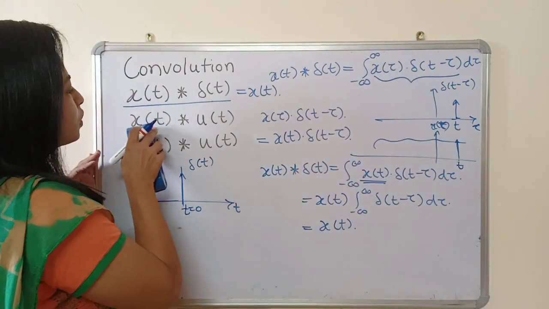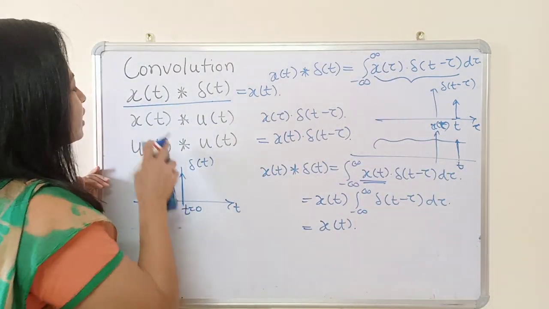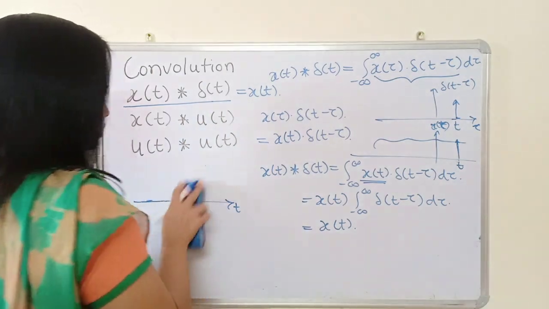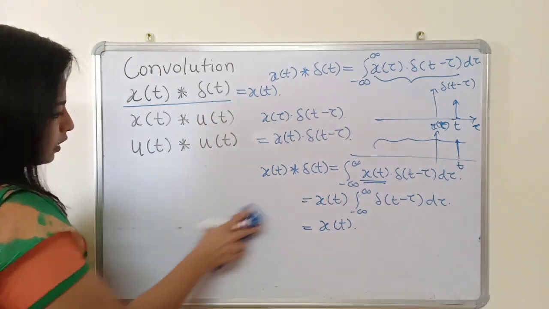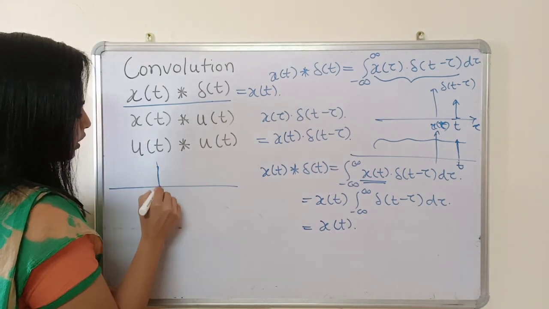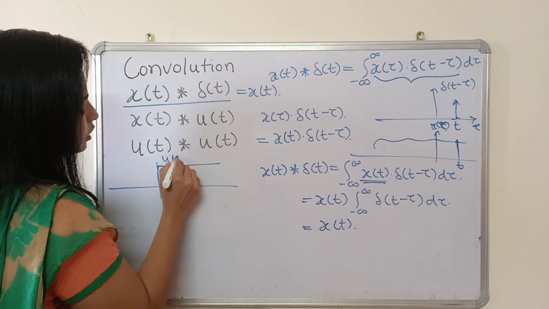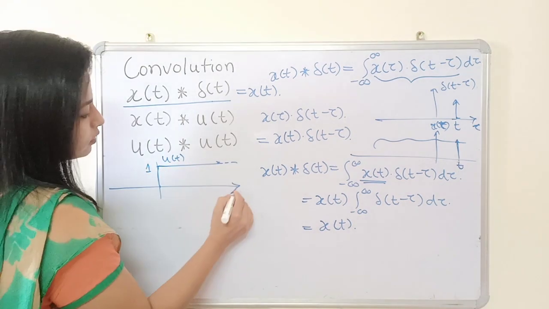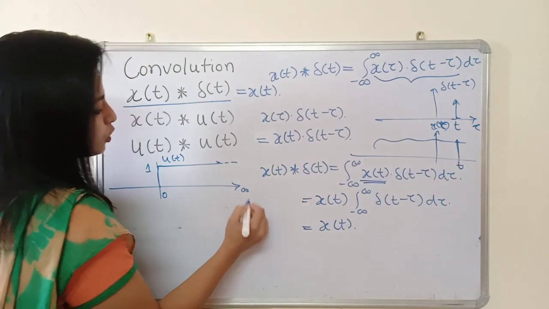Now we'll move to our next convolution integral, x of t convolved with u of t. Let us see what u of t is. You know it very well. u of t is the unit step signal. This is u of t. This amplitude is 1 starting from 0 to infinity.